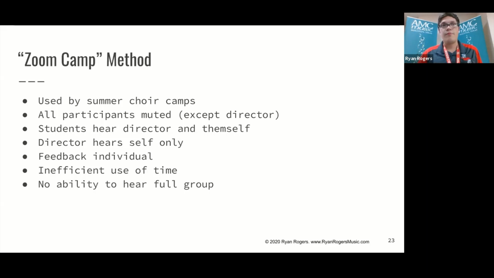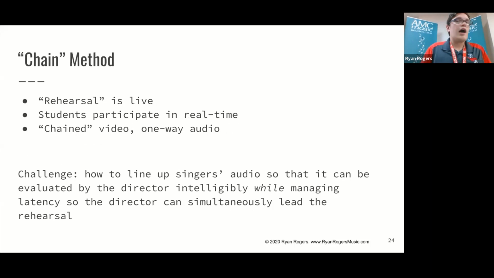So there is a method out there that exists, and I will preface this by saying just know that it exists, but that it is not ready to be rolled out right now. And that is something called the chain method. Essentially, it's a chain of one-way video and audio conferences. And it allows you to line up the singer's audio so that it can be evaluated by the director intelligibly while managing latency, so the director can simultaneously lead the rehearsal.